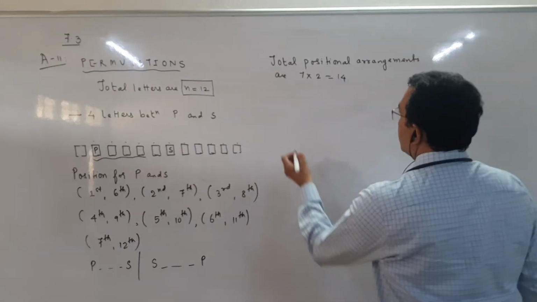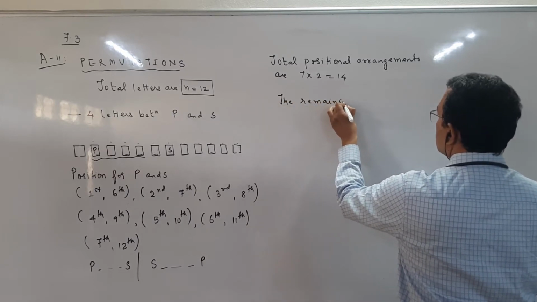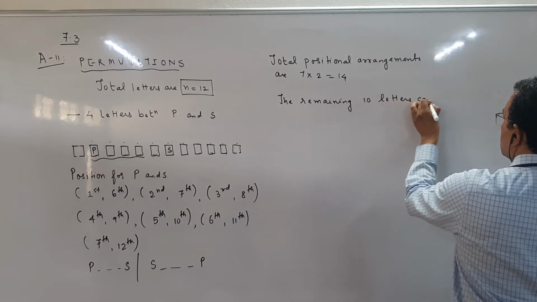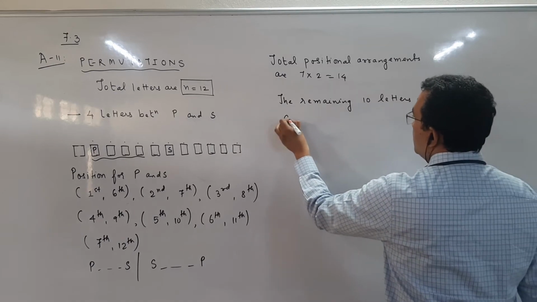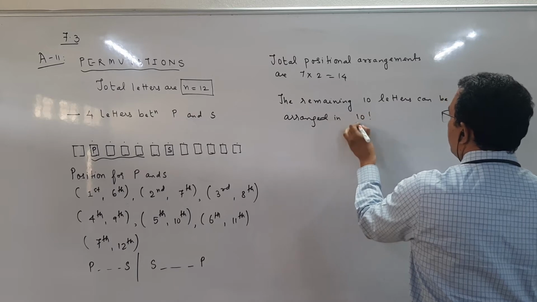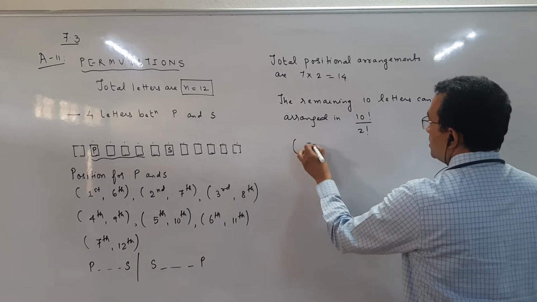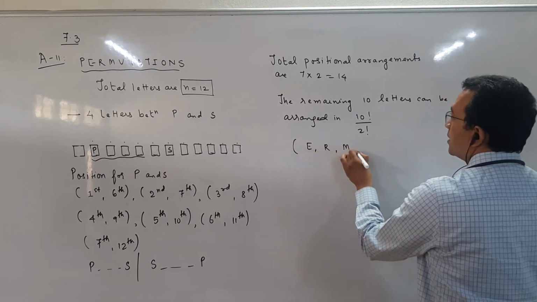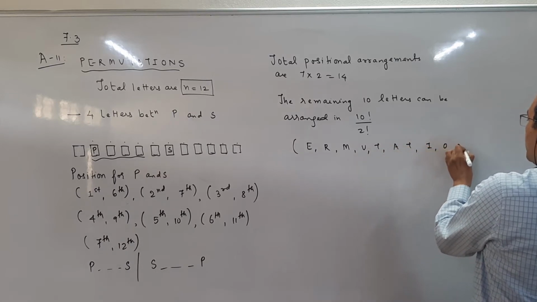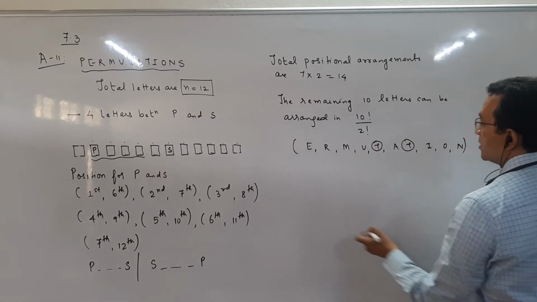Now, the remaining 10 letters can be arranged in 10 factorial divided by 2 factorial. Why? Check. In E R N U T A T I O N, in these 10 letters, T is repeated twice.